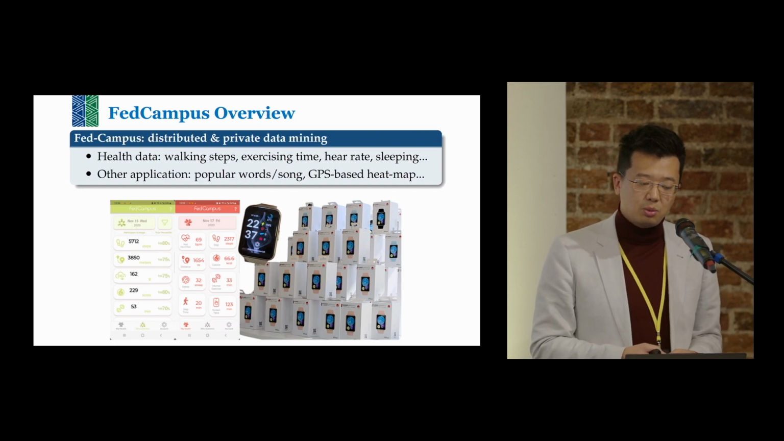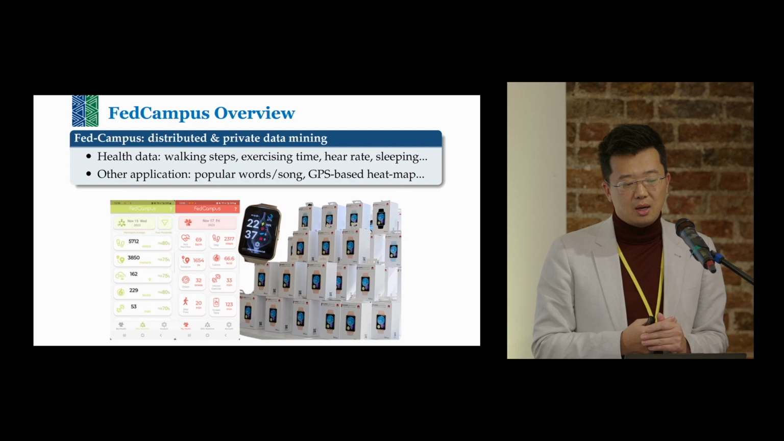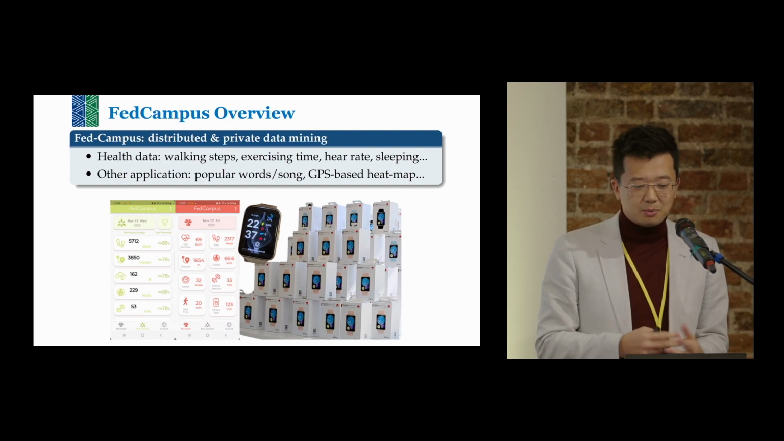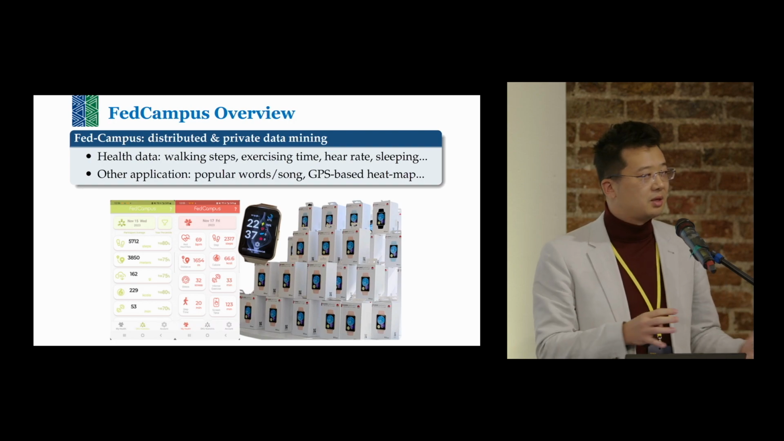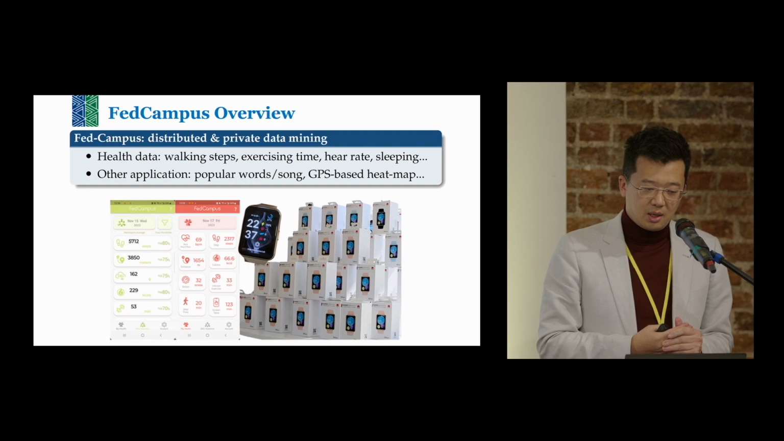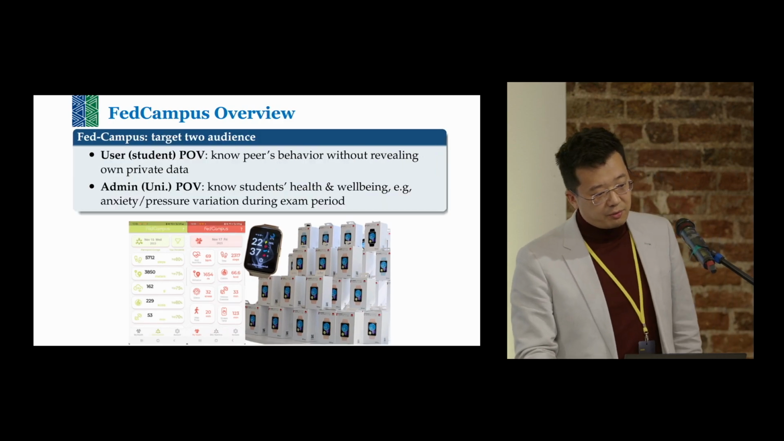Other applications we have been doing try to analyze, at the campus level, the heavy hitters like popular words and popular songs, and also some GPS-based heat maps showing different population trends. That's the basic overview of FedCampus.